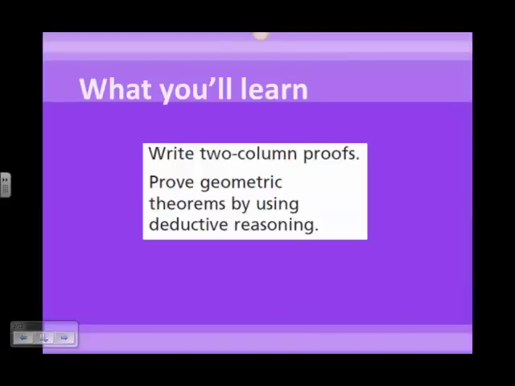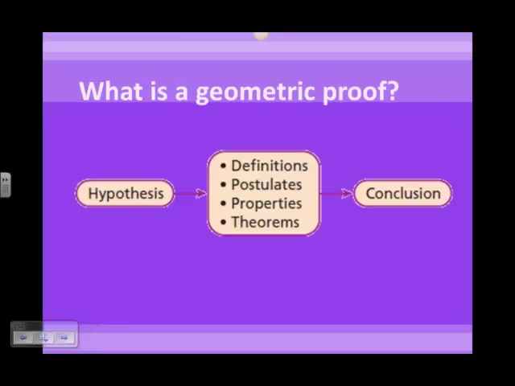So here what you'll learn is a little bit more about writing two-column proofs, which we talked about before in class, and also how to prove geometric theorems by using deductive reasoning. Just to reiterate, a geometric proof is nothing more than starting with a particular hypothesis and then using logic along with definitions, postulates, properties, and previously proven theorems to reach a conclusion. If you've used those things using deductive reasoning, then you would have proven the statement.